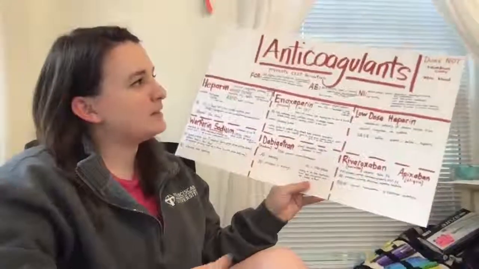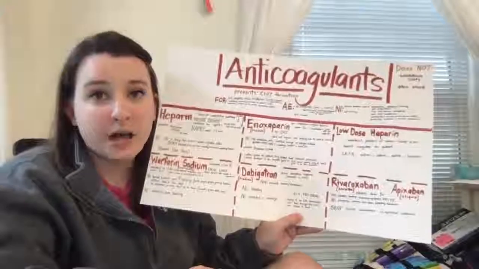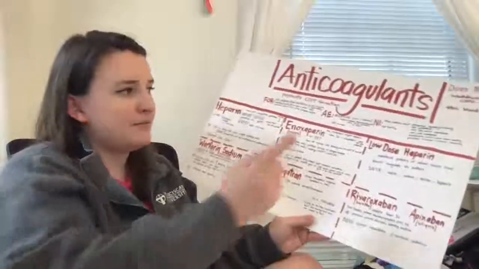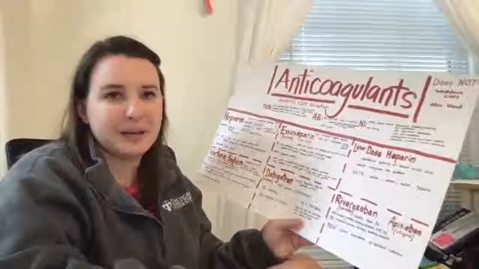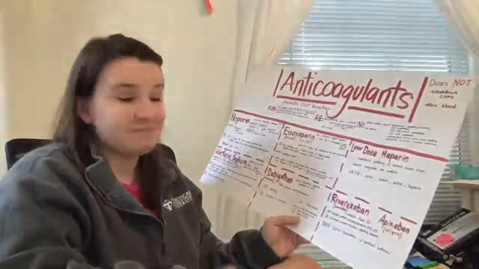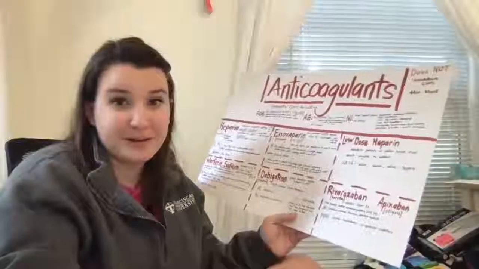So anticoagulants, remember, these are going to prevent clot formation. They do not break down clots and they do not thin blood. Adverse effects, obviously it's going to be bleeding because you're trying to prevent a blood clot from forming. And yeah, that's all we have for anticoagulants.